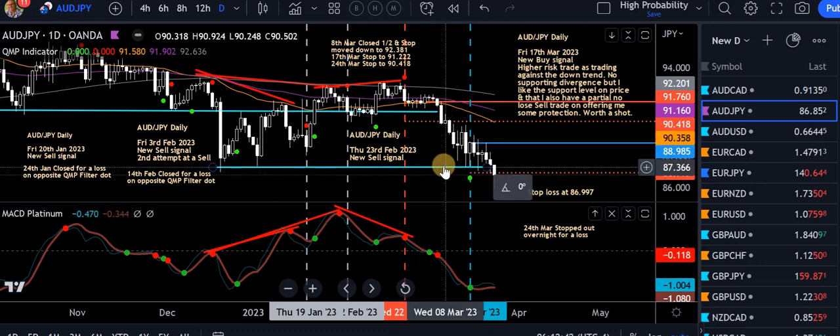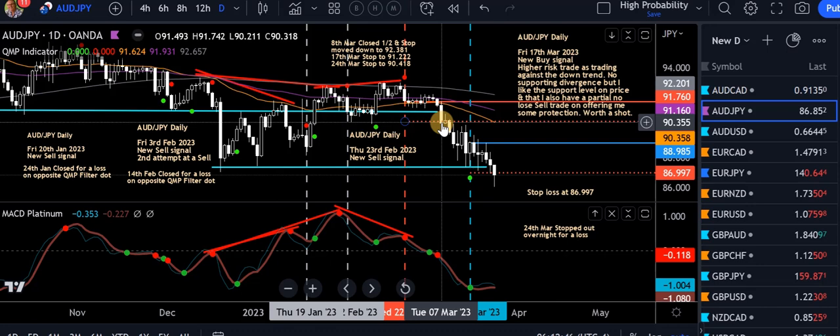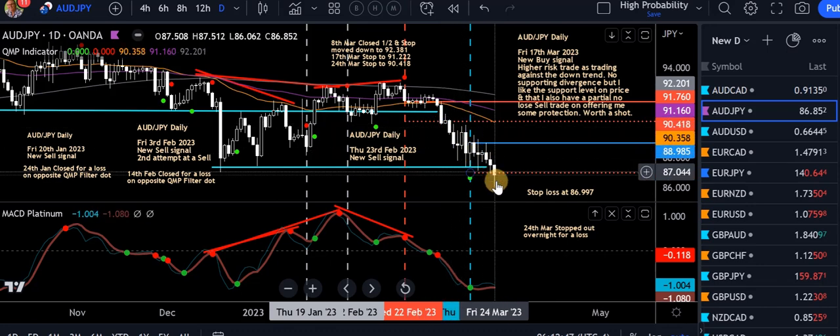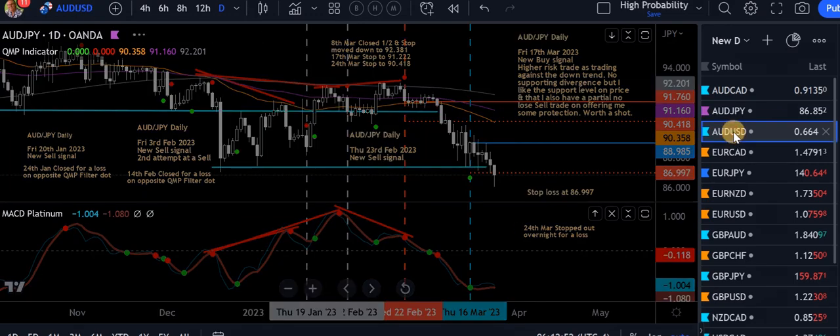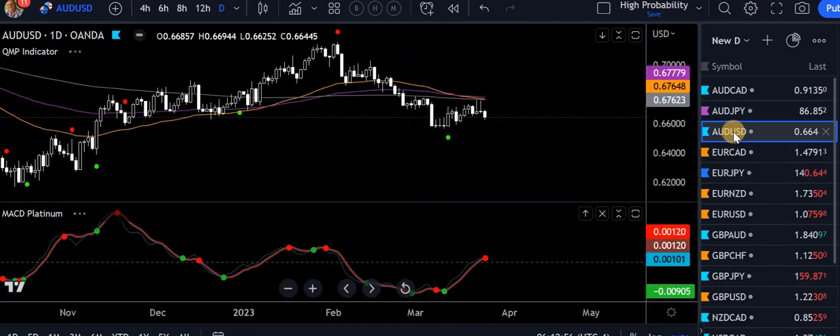MACD Platinum through the zero level. And on the open of that candle, closed half there, where my stop is basically. And we're going well, but we lost that buy, which we stopped out. I'll tidy up the chart once this video is done. Aussie USD, if it ever comes up.